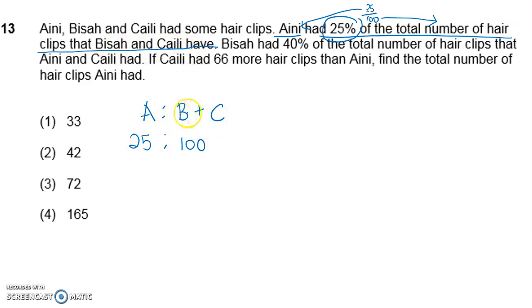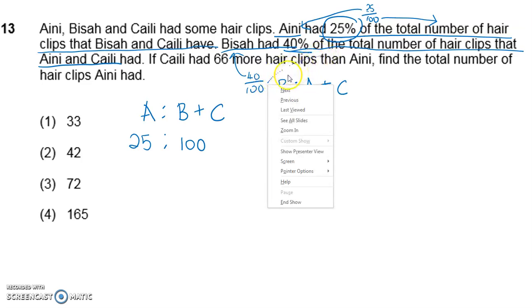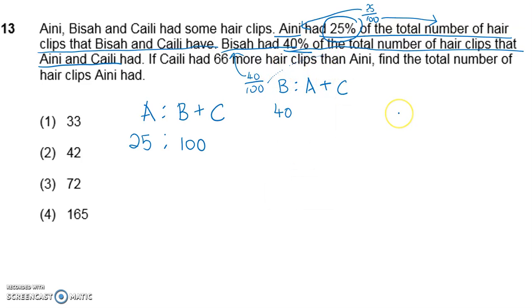Okay, following? And the next part I have is that Bisha had 40% of the total number of hair clips that Aini and Kylie had. So Aini plus Kylie. Same thing, same logic. 40% is actually 40 over 100. So 40 is for Bisha and 100 is for the total. Oops, sorry. It's for the total.